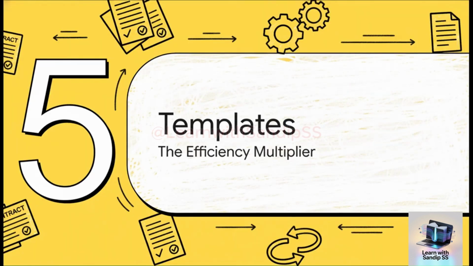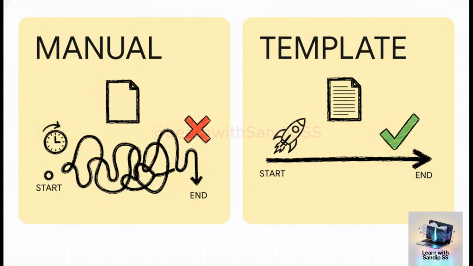And for the last piece of the puzzle, let's talk about the ultimate efficiency multiplier, templates. Seriously, if you find yourself creating the same kind of contract over and over again, this is going to be a game changer for you. I mean, the difference here is just night and day. Creating one manually means you start from scratch every single time. It's slow and it's easy to make mistakes. But using a template, you start with most of the data already filled in, which guarantees everything's consistent and cuts your creation time way down.